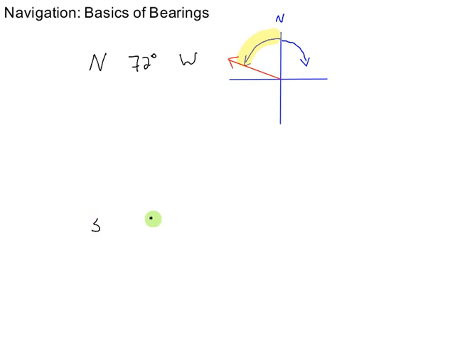South 5 degrees east. This should be a southeasterly direction in general, and this should be a northwesterly direction in general, but we can get very specific here. So from the south axis, I need to go east 5 degrees. So we end up with this direction for south 5 degrees east.